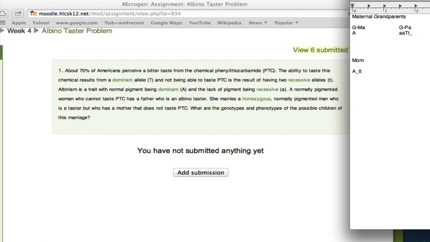So that helps you figure out where dad's other genotype is. Again, because she has to get one of her genes from mom and one of her genes from dad. If she's a non-taster, she has to have two little t's, and we know dad is a taster, but he has to have another little t there to give her that. And that also helps us figure out mom. So we know mom is some big A something, and then mom has to have a little t in there.